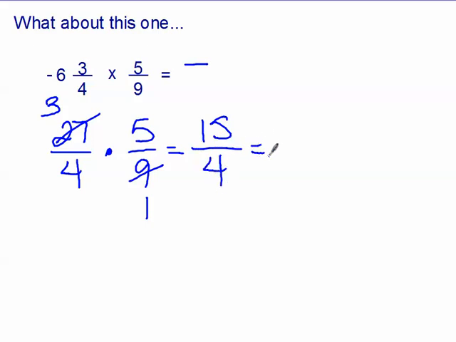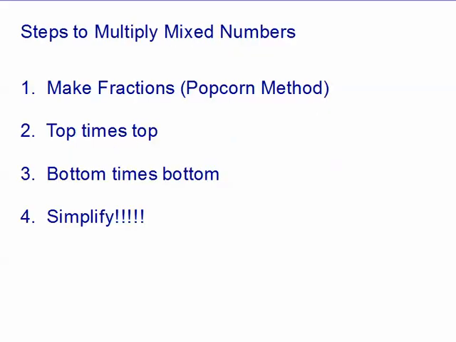And then we divide that. 4 goes into 15 3 times. So 4 times 3 is 12. So 15 take away 12 gives us 3 over 4 as our answer. But we're not done yet because we've got to remember that in this problem I had one negative. So my answer ends up being negative 3 3/4.